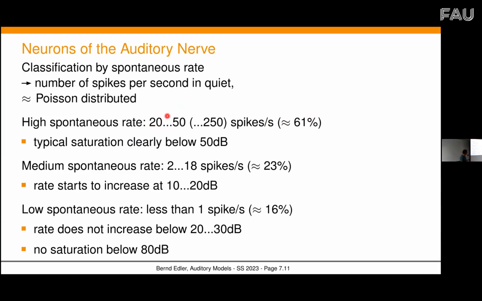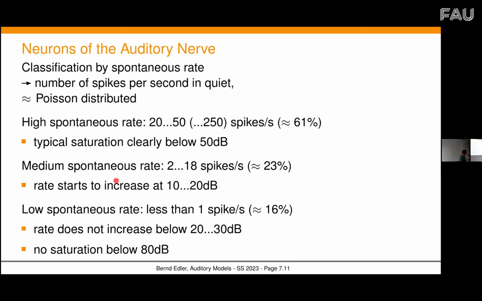They have a relatively high rate when there's no sound, as the name says. Then the firing rate would increase relatively quickly when there are some low-level sounds, but then they would already saturate at sound pressure levels which are clearly below 50 dB. But right away at levels around 0 dB, they would already show some increase of their firing rates.